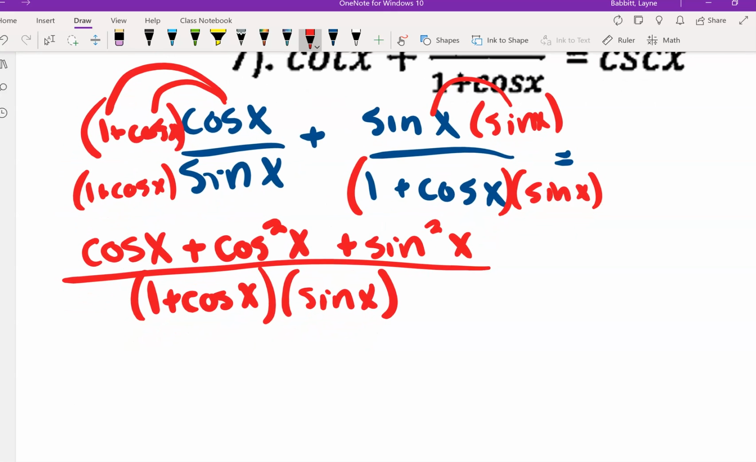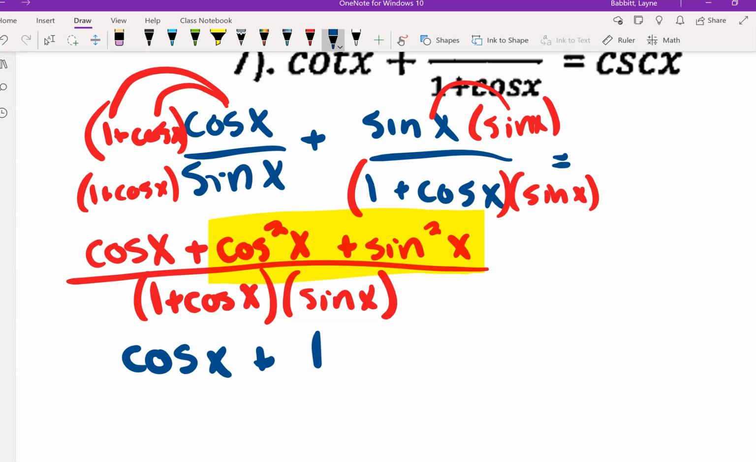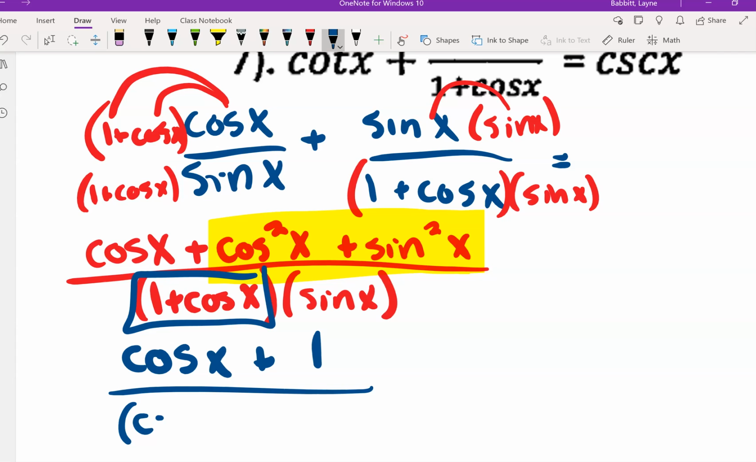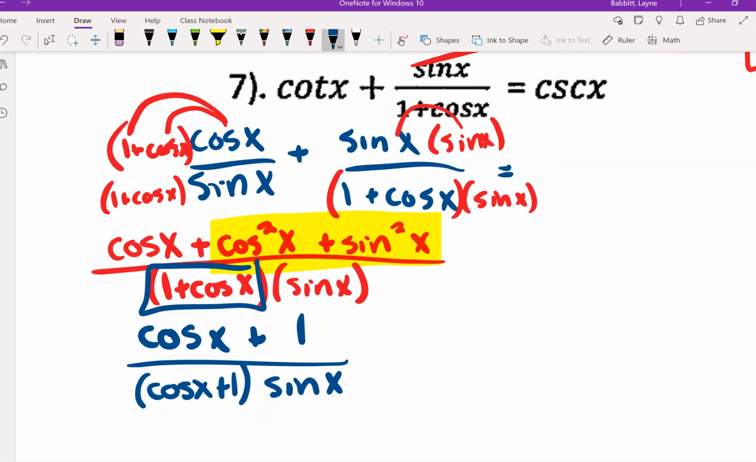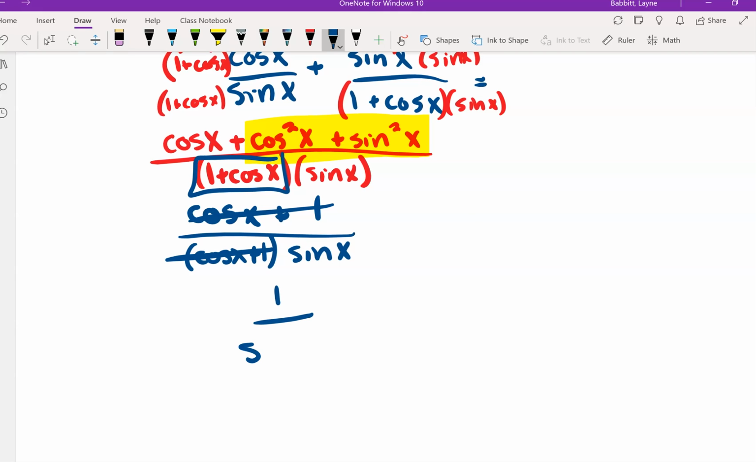All right. Then I notice that I have the Pythagorean identity right here. Sine squared x plus cosine squared x equals 1. So that whole thing is just going to simplify to 1. So cosine x plus 1 over this is also cosine x plus 1. Well, that's really nice. Those are going to cancel. I'll be left with 1 over sine x.